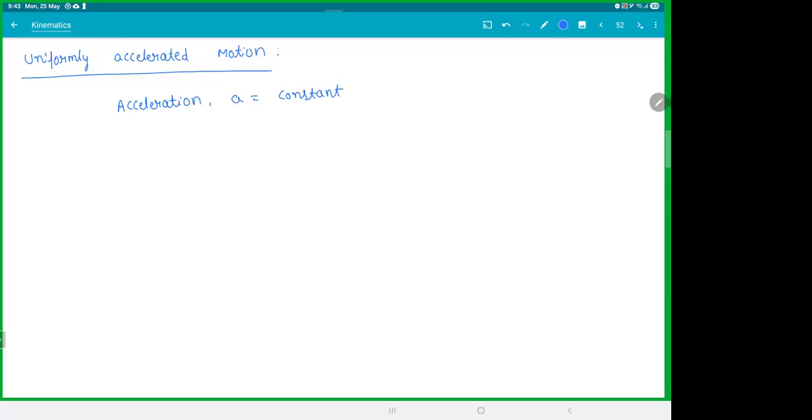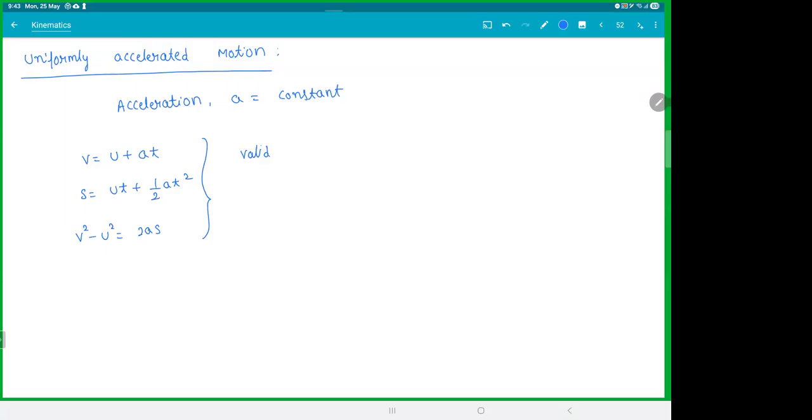So what are the three equations? If you remember, we have derived them using integration. So v is equal to u plus at. s is equal to ut plus half at square. v square minus u square is 2as. Be careful, these are valid only when a is constant.